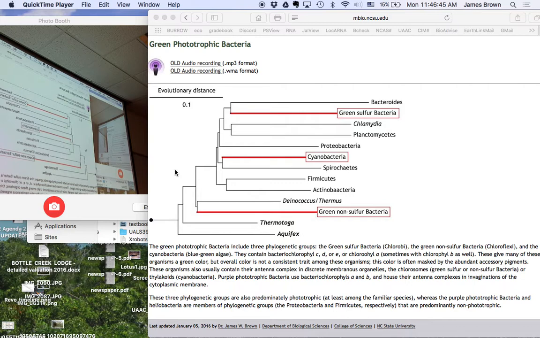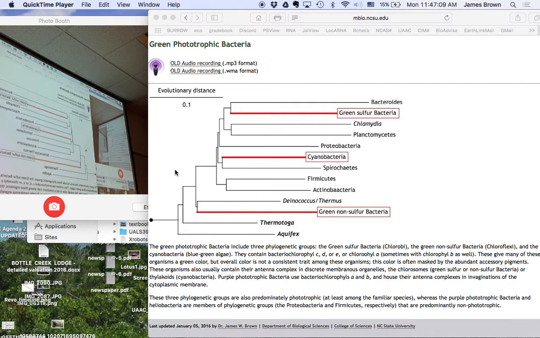These things contain bacterial chlorophylls, except for one small phylogenetic group within the cyanobacteria that have traditional chlorophyll, the same kind of chlorophyll that plants have in their chloroplasts. They contain a variety of them, A, B, C, D, or E.